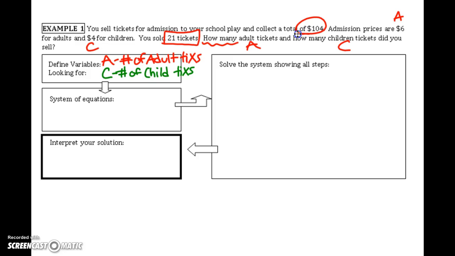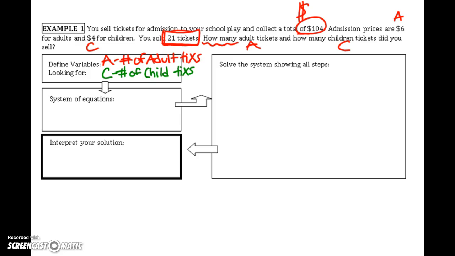Okay, so now that I define my variables, I want to go ahead and start thinking about a system. In this case, two different equations that I can write from the information given. So when I'm looking at the problem, I know two types of information. The first information I know is the total number of dollars, okay, the total amount that they've collected. The second thing I know is the number of tickets altogether that I sold, and that's 21. So one equation is going to deal with the money, the total that I've collected.